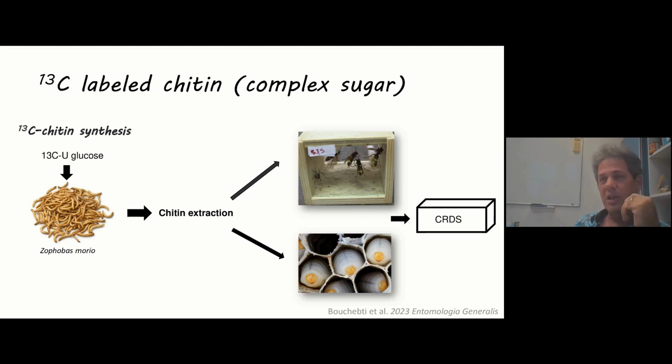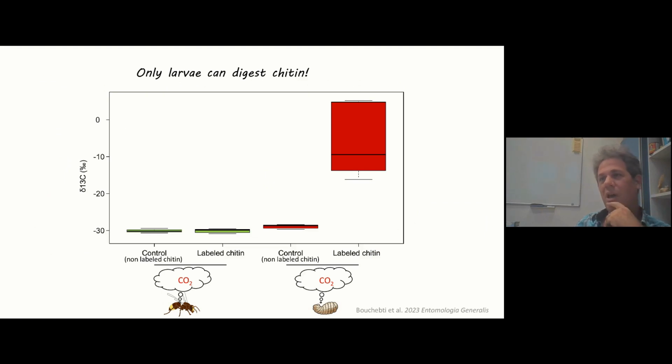To test if hornets can digest chitin, we reared beetles on labeled glucose for 1 month. Then we extracted the chitin from their exoskeleton, and we fed it to hornets without larvae and to larvae. And then we tested their breath in the carbon analyzer. You can see that the adult hornets couldn't break any of the chitin, but the larvae could break the chitin and digest it.